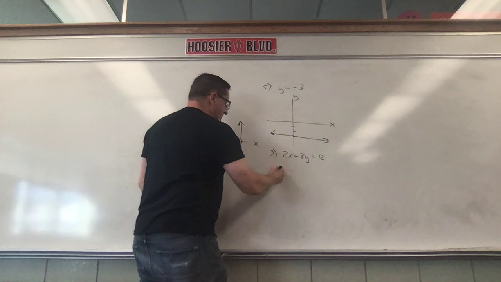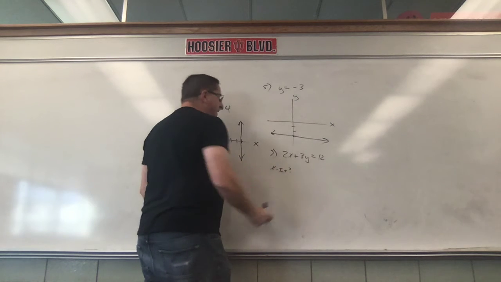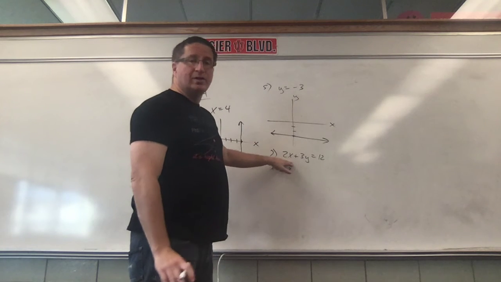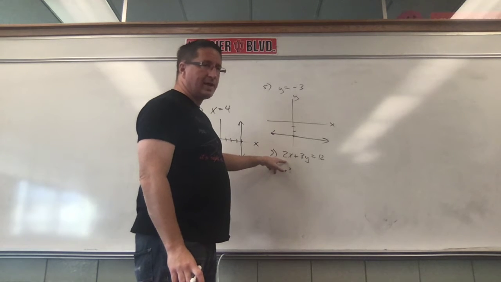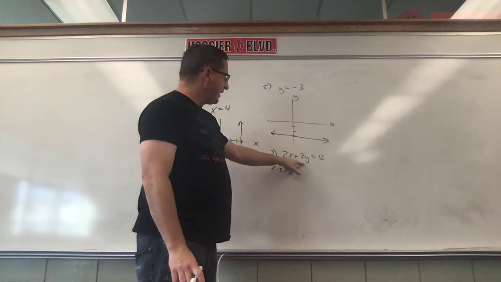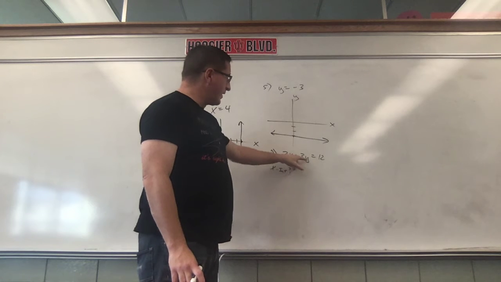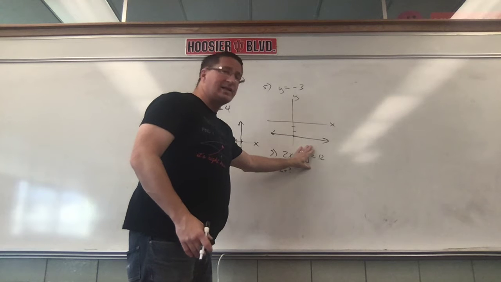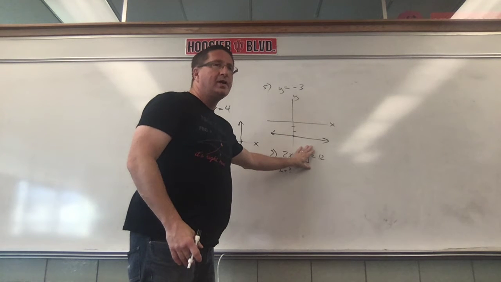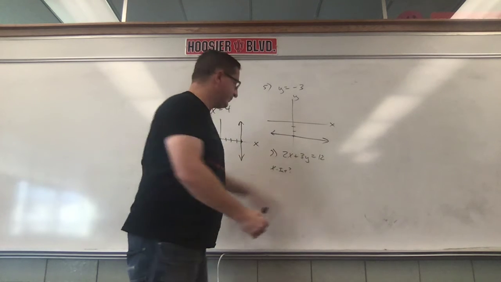To find the x-intercept, what you do is you plug in 0 for y. To find the x-intercept, plug in 0 for y. And when you plug in 0 for y, this goes away. 3 times 0, it's gone. So we can temporarily cover it up. And we're left with 2x is 12. We ask ourselves, 2 times what is 12? 6.